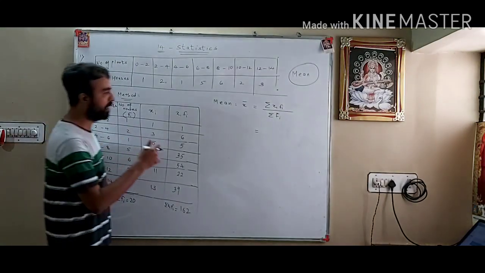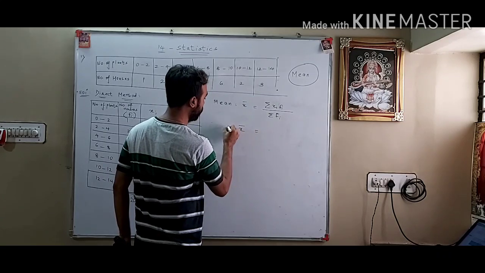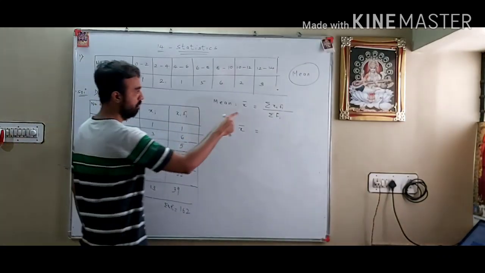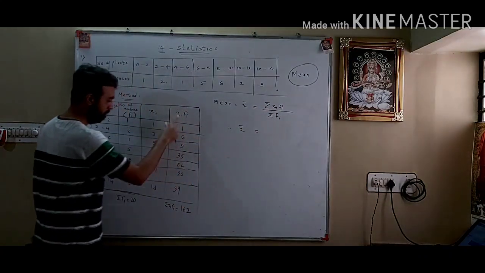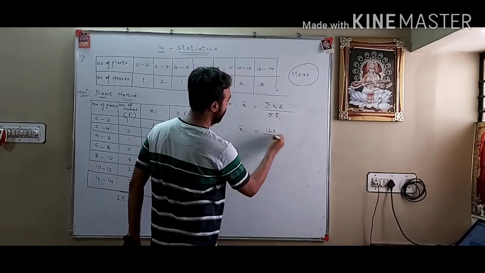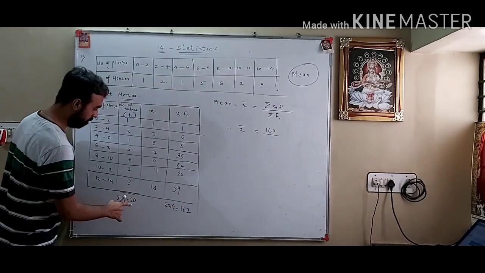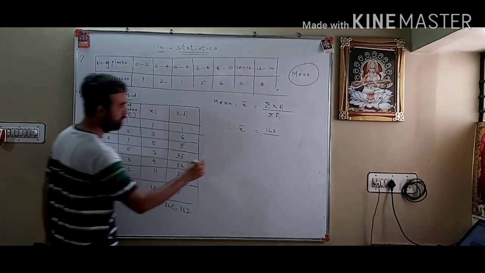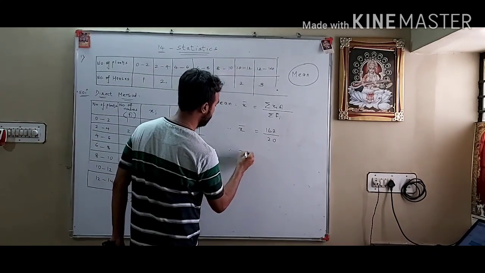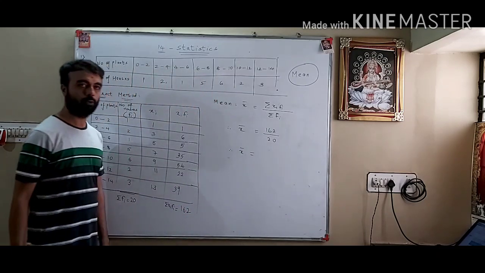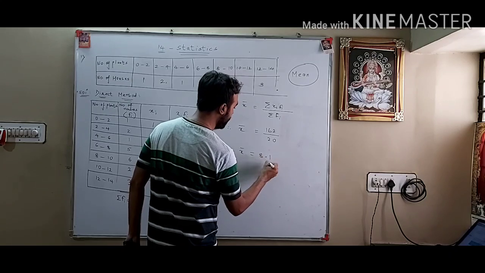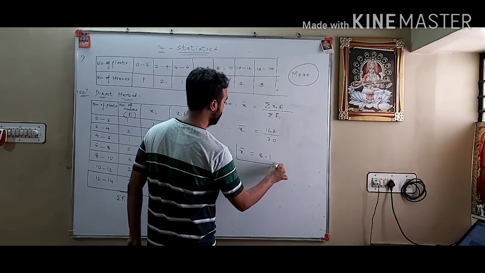So now we can put the formula and the values also. If you look at this formula, it has only two things. One is sigma xi fi. What is the answer of sigma xi fi? It is 162 upon sigma fi. What is the answer of sigma fi? It is only 20. Now you need to perform this division, and if you perform this division easily, you will find the answer.